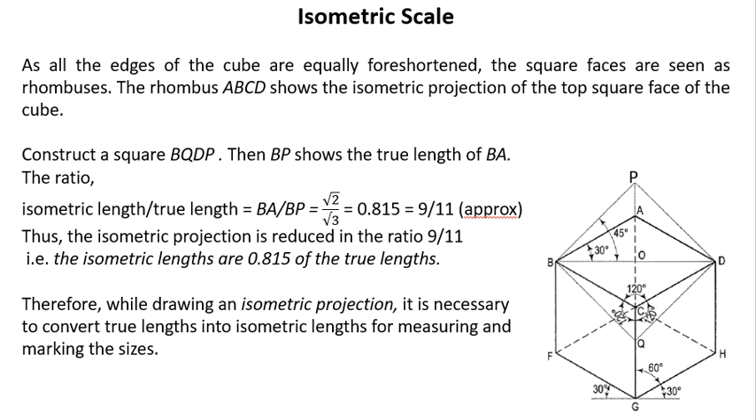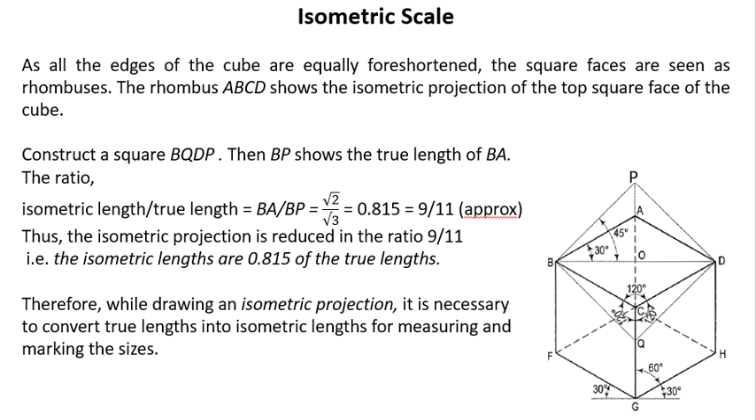That is, the isometric lengths are 0.815 of the true length. That means if the real size of an edge is 1 mm, then the isometric length of that particular edge will be 0.815 mm. Therefore, while drawing an isometric projection, it is necessary to convert true length into isometric length for measuring and marking the sizes.